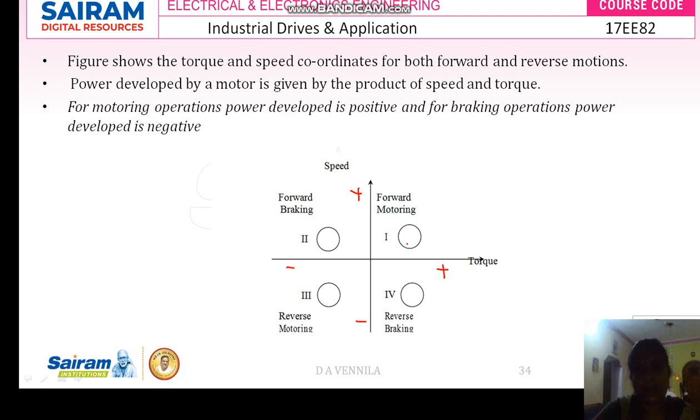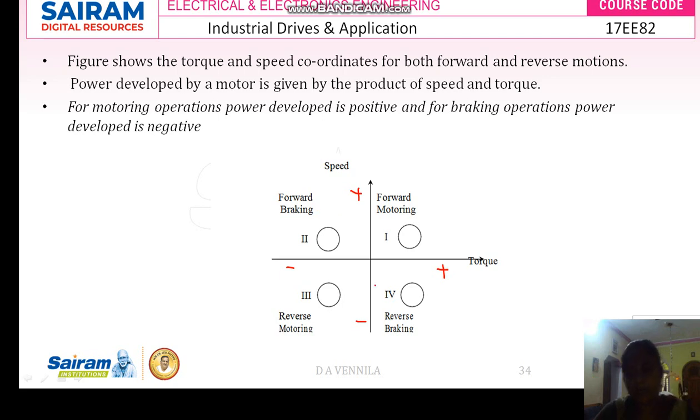The first quadrant is forward motoring operation, the second quadrant is forward braking operation, the third quadrant is reverse motoring operation, and the fourth quadrant is reverse braking operation. As I said earlier, if the drive supports the motion of the motor, it is motoring operation. If the drive opposes the motion of the motor, it is braking.